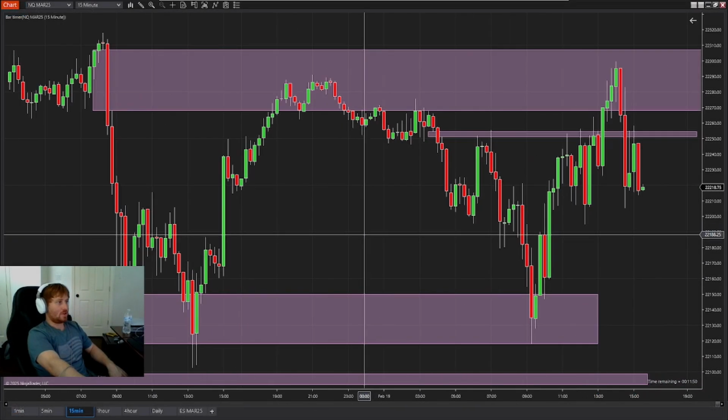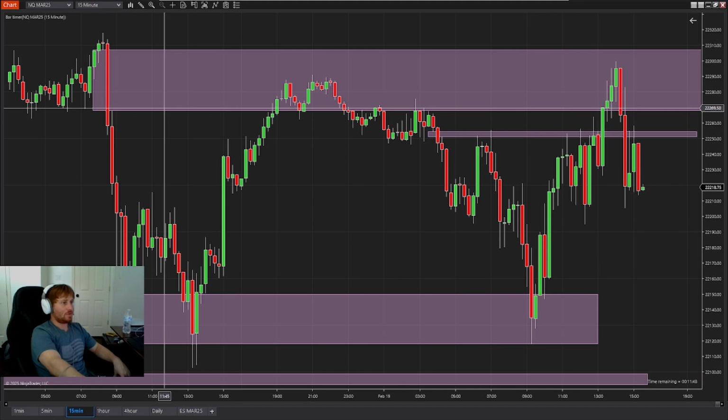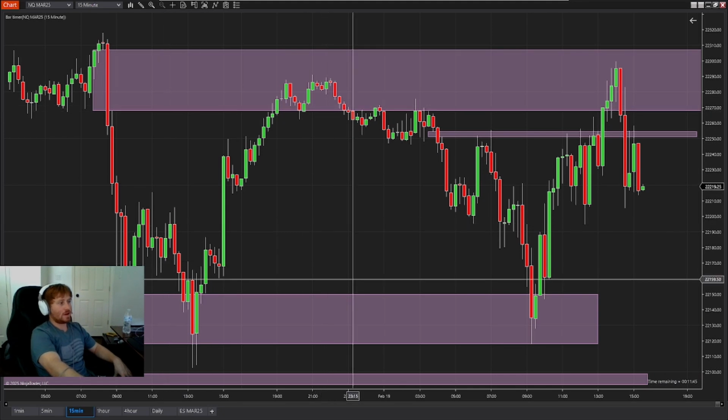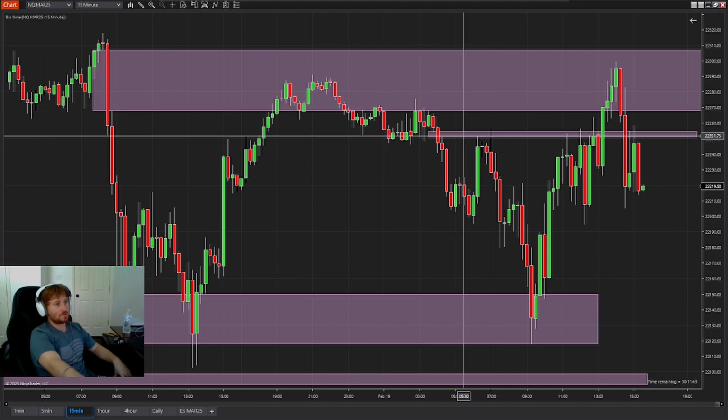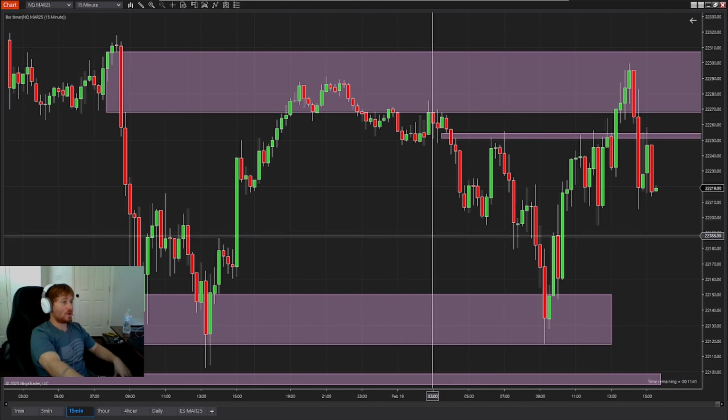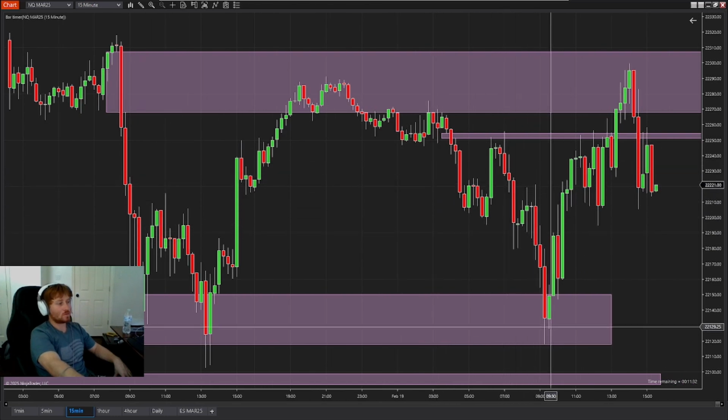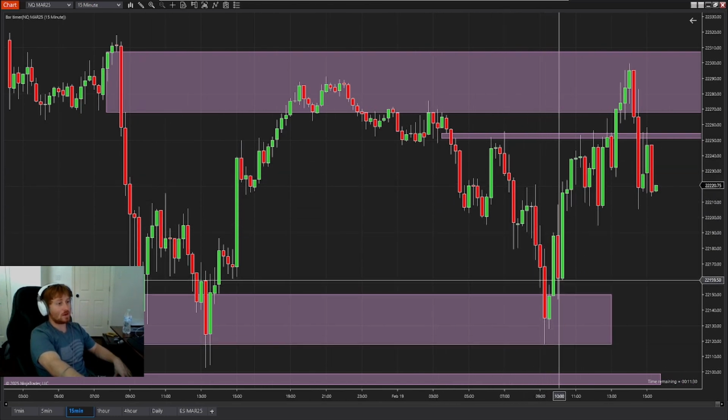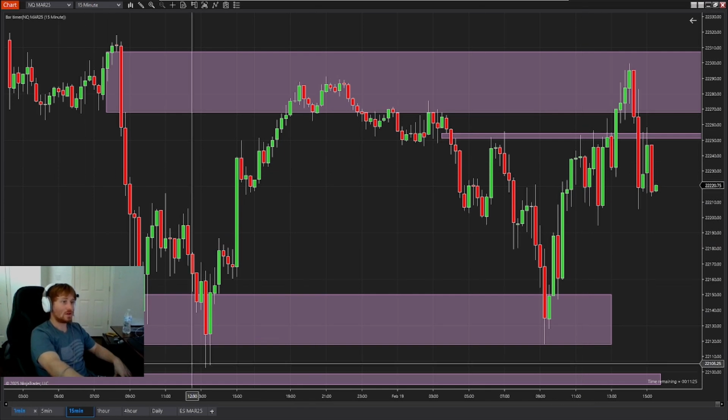So if you take a look at the 15-minute, we have a couple different zones I was looking at. So we had this 15-minute fair value gap, this 15-minute fair value gap, and this 15-minute fair value gap. When we opened up this morning, we ended up selling off, or came down and tapped off of this fair value gap, and then we proceeded to head higher. So we jump over to where I was taking trades.